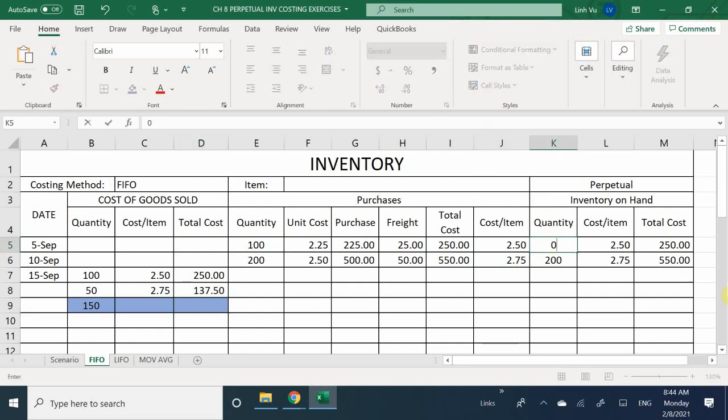I know I got rid of the 100, and out of the 250, I sold 50. Oh wait, sorry, it's 200. My bad, excuse me. Out of the 200, I sold 50. So once I do that, boom, I should get $412.50 remaining.